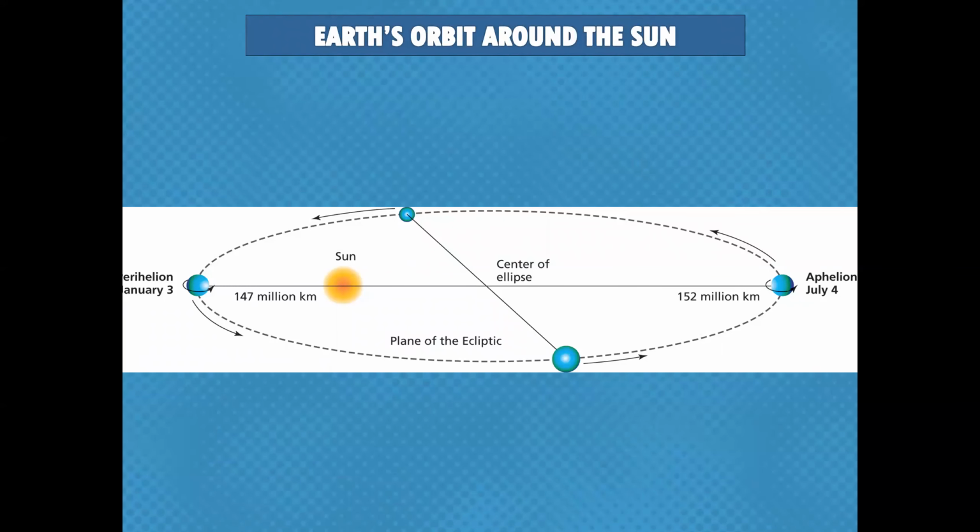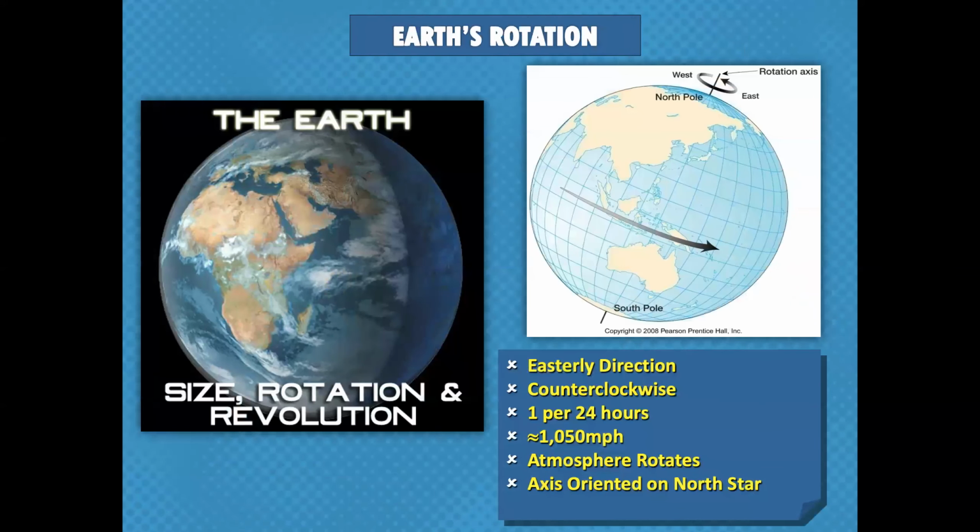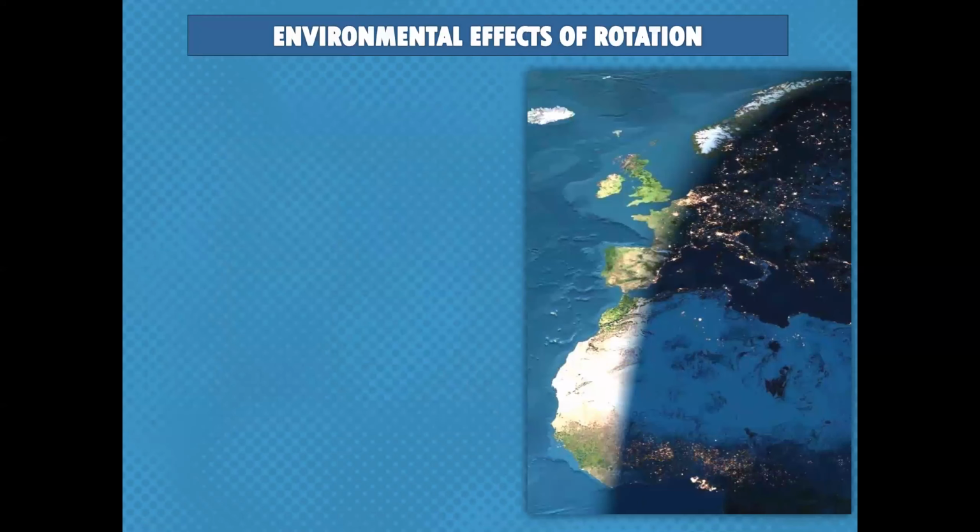Okay? Now, look at Earth's rotation. It's in an easterly direction, counterclockwise. Because of that, the atmosphere, which is this envelope over it, rotates with it as well. The Earth is tilted about the sun at an angle of 23.5 degrees from the vertical, and that axis is oriented on the North Star. That's the basic idea behind seasons as we get going.